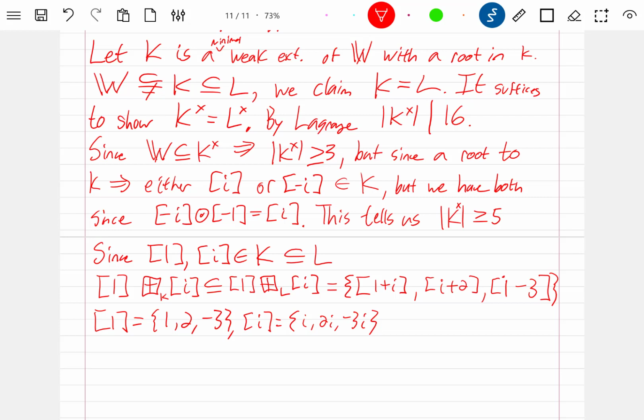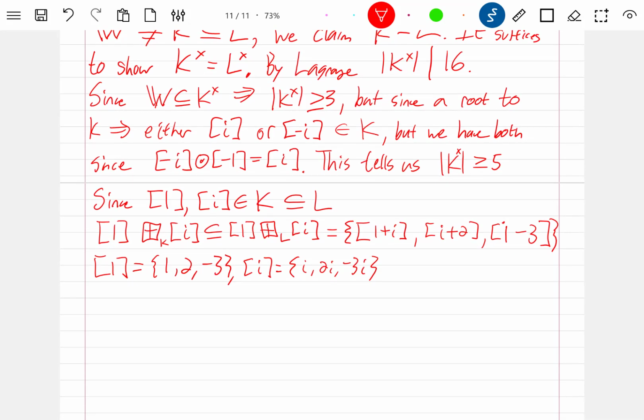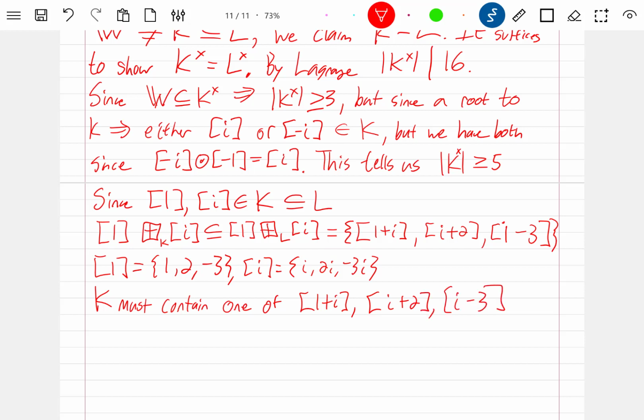And you can go ahead and check that this is actually the sum in L. So this implies that K has to contain at least one of 1 plus i plus 2, and i minus 3. So we can now continue on.